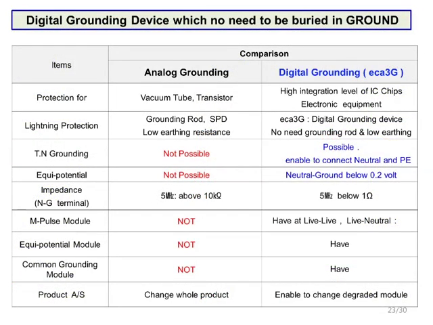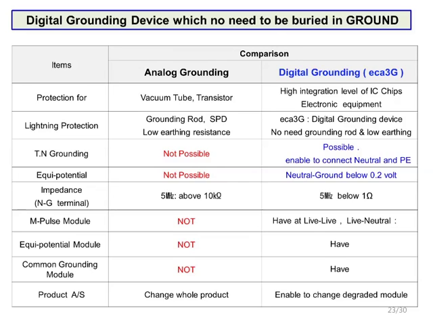Okay. Digital grounding device which does not need to be buried in ground. This is a very tricky question, or very some electrical engineers would oppose or question the idea of not using ground, because traditionally and theoretically these engineers are taught that in order to avoid damage from surge, you need to have a grounding system. Okay, so there's analog grounding and digital grounding.